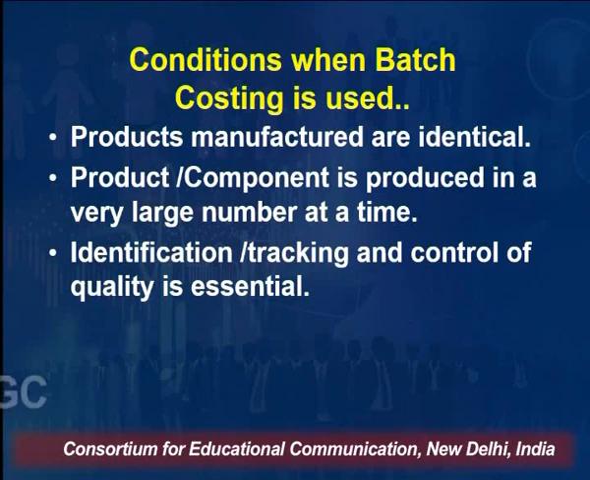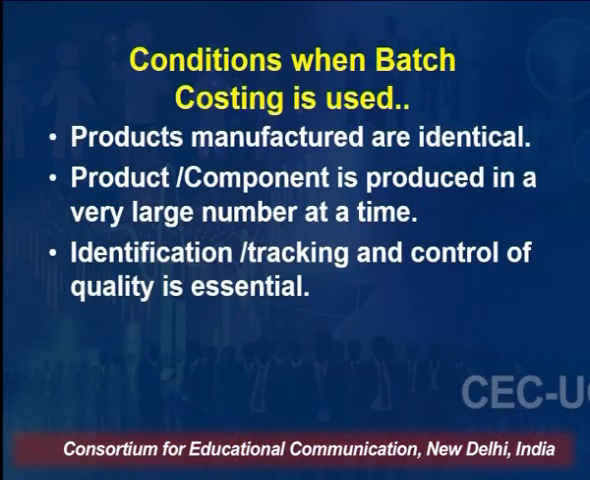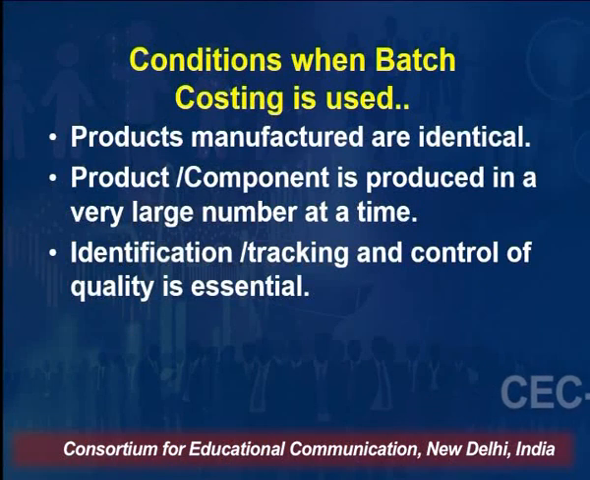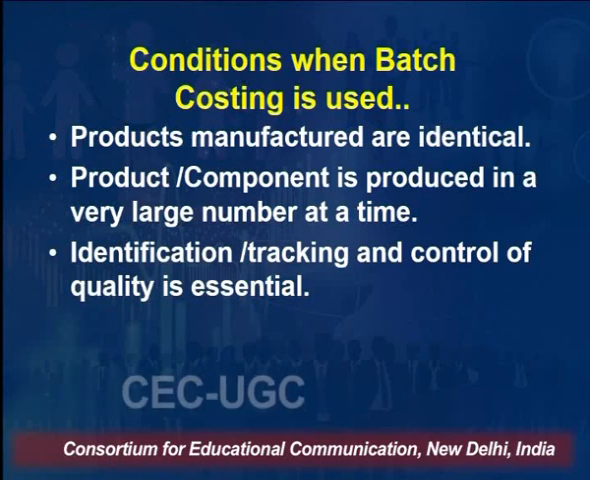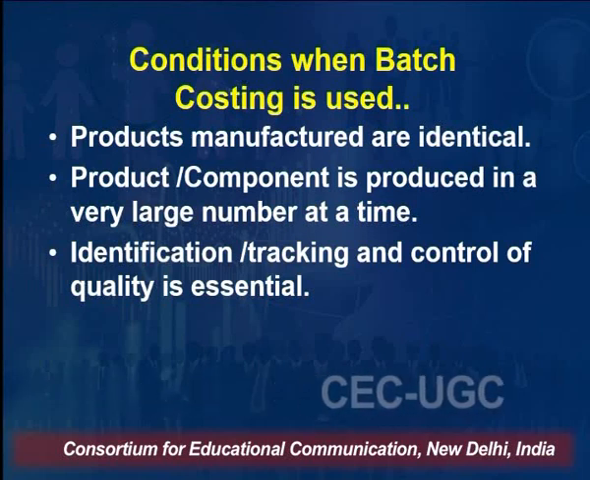So if you are producing in batches, you have to ensure quality control also, and the product component is produced in a very large number at a time. Suppose I am manufacturing medicines, so around say 10,000 pills or 10,000 tablets or capsules at one point of time, and there comes the role of batch costing. And moreover, where you need to identify or track the control of quality, how to trace to which batch this product belongs, there comes the role of batch costing.